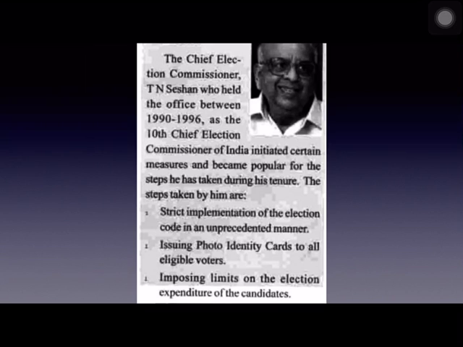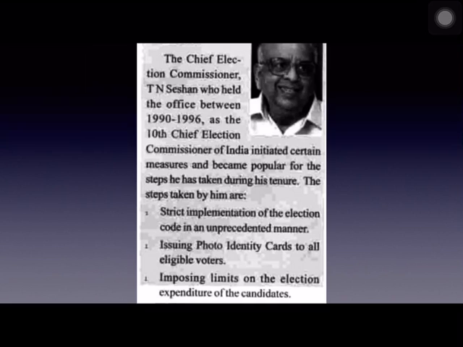Now, this is the photo of T.N. Seshan. He was our 10th Chief Election Commissioner. He was the Chief Election Commissioner of India between 1990 and 1996, a period of 6 years. He initiated certain measures in the field of elections, and he became very popular because of these measures introduced by him. Now let us see what he has done.